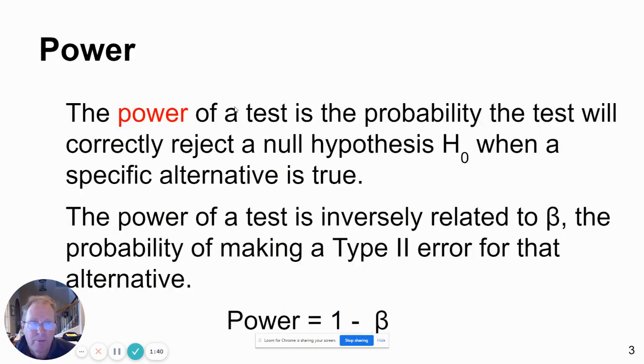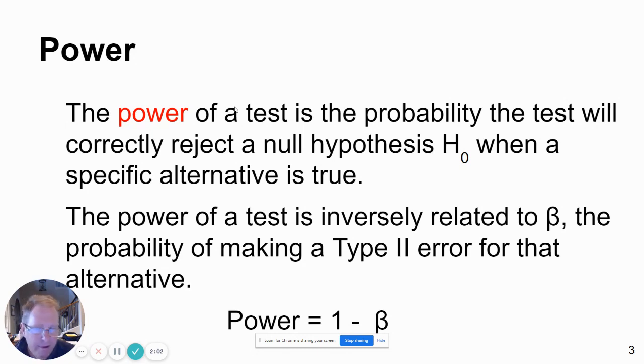The power of a test is the probability the test will correctly reject a null hypothesis when a specific alternative is true. The power of a test is inversely related to beta, the probability of making a type 2 error for that alternative. So the relationship between power and beta is this: power is equal to 1 minus beta.